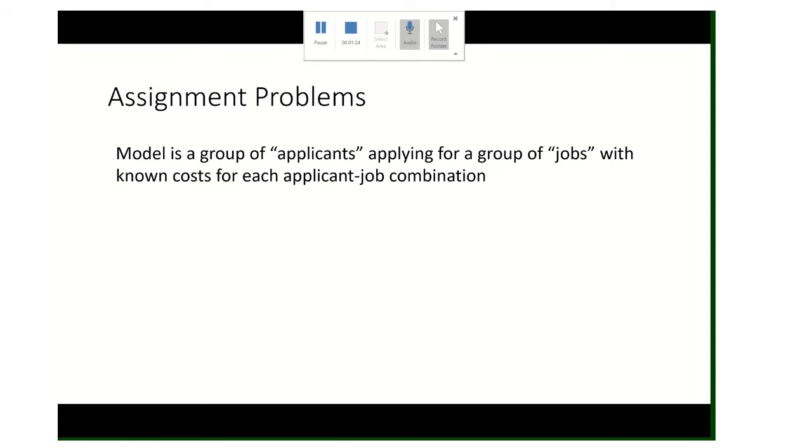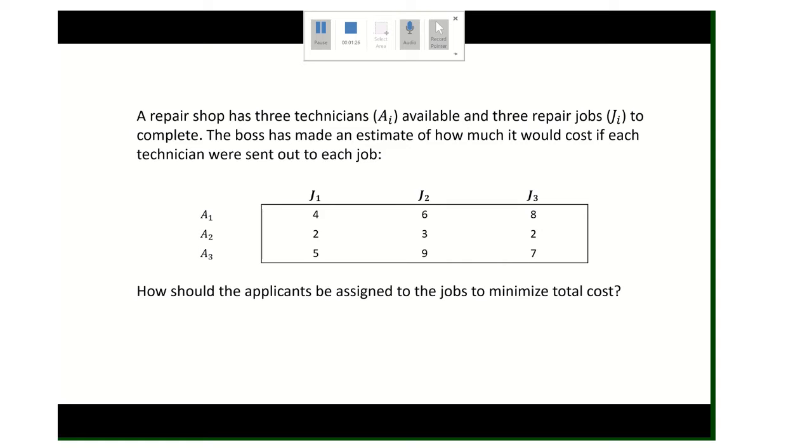So here's an example. A repair shop has 3 technicians available and 3 repair jobs to complete. There's an estimate of how much it would cost if each technician were sent out to do each job. So, for example, if you have the first technician doing the first job, it costs $4. First technician doing the second job costs $6. First technician doing the third job costs $8, and so on through the whole grid. The idea is that you want to assign a single person to a single repair job.